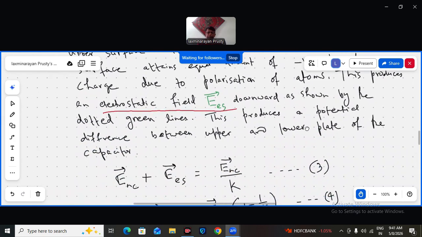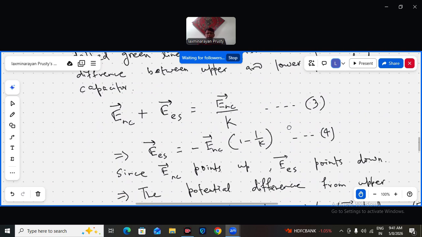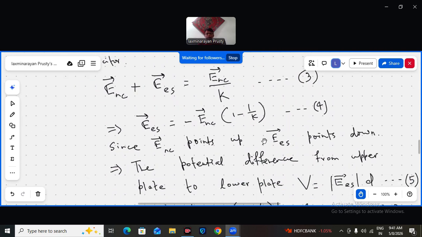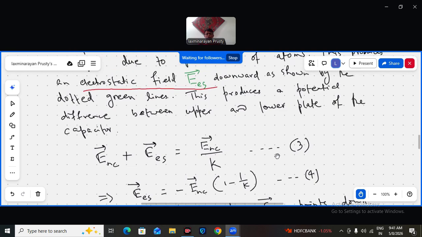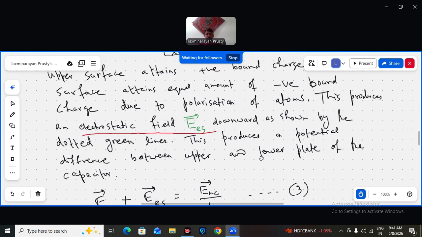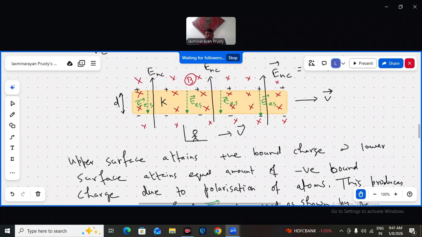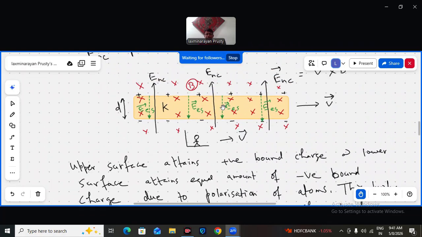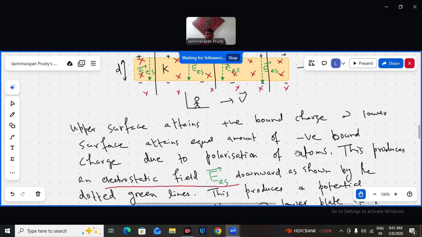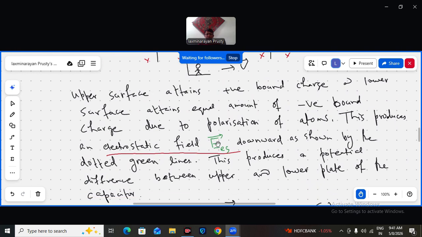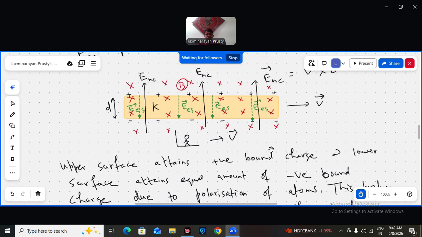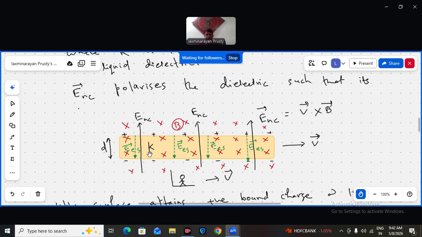Okay, am I clear? So let that electrostatic field be downward, as shown by the dotted green line. Am I clear? ES means electrostatic field, E bar. Which direction? From positive charge to negative charge.